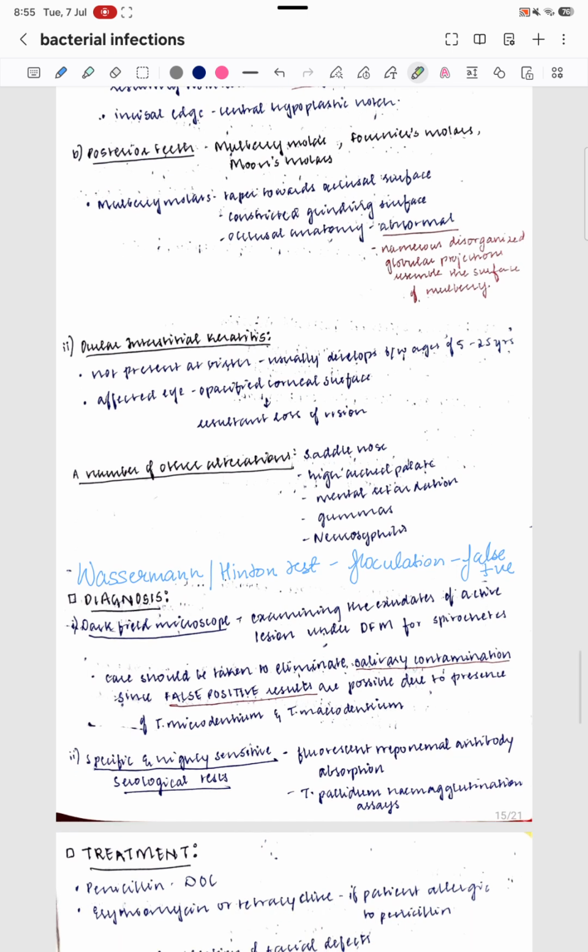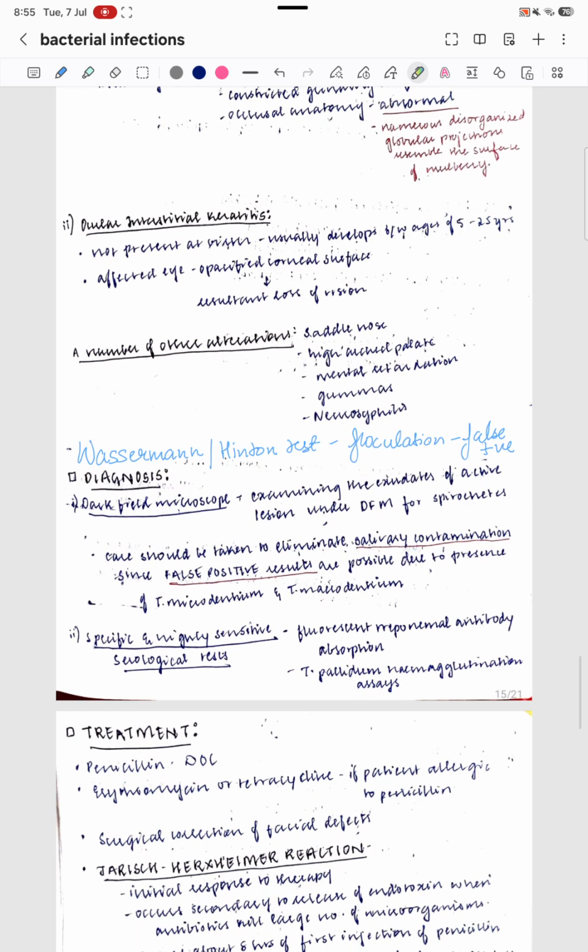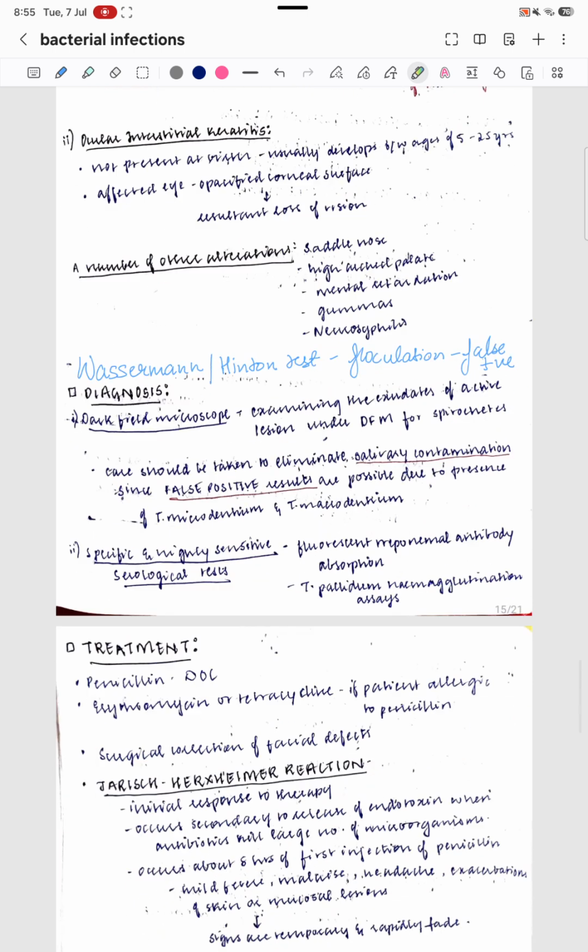Now, the ocular interstitial keratitis is not present at birth, but it develops at the age of 5 to 25. The affected eye is opacified, and the result is loss of vision. A number of other manifestations are saddle nose, high arched palate, mental retardation, gummas, and neurosyphilis.